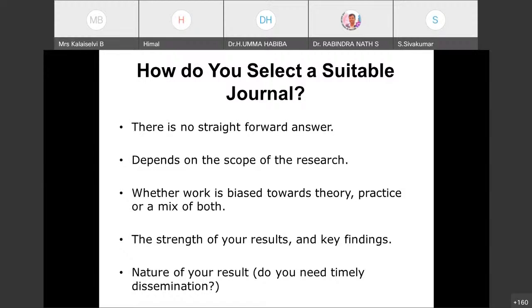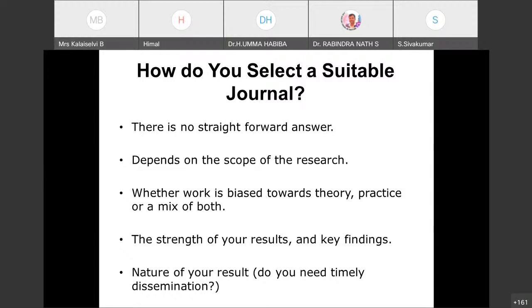And later on I will explain to you why this is important, because the structure of a journal paper varies slightly from one journal paper to another journal paper. So first of all, depending on your research, your supervisor or some of your colleagues will advise you to target a particular kind of journal. So there's no straightforward answer. It depends on the scope of your research. And also whether the work is, let's say, biased towards theory, or biased towards practice, or a mix of both.